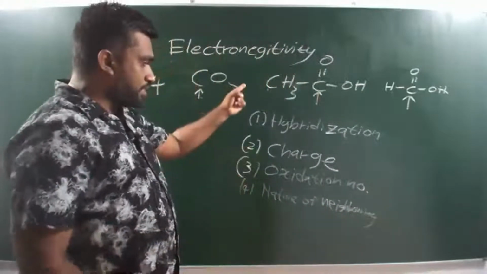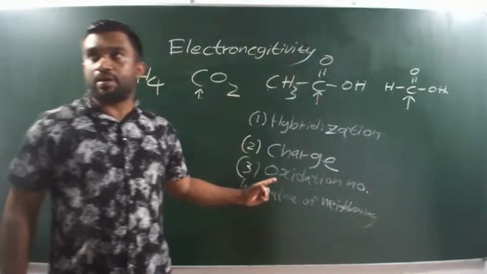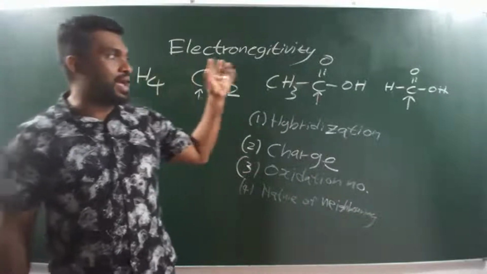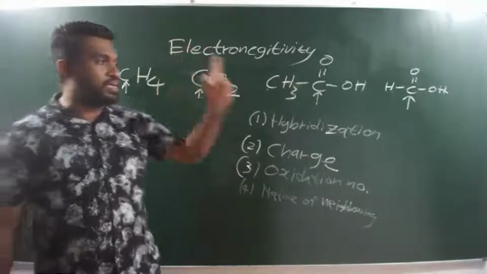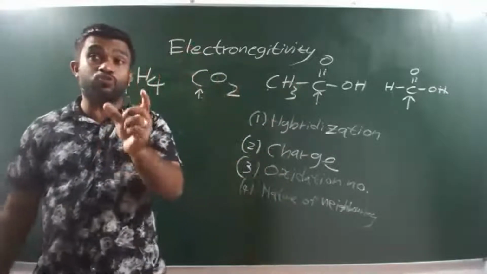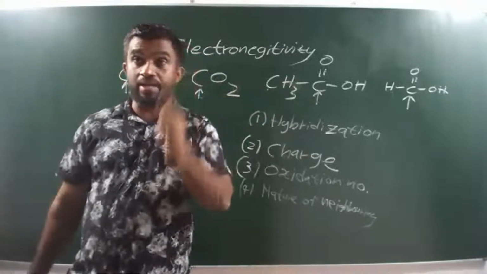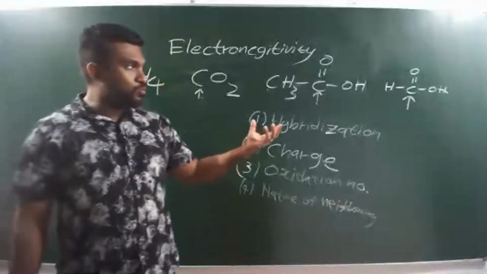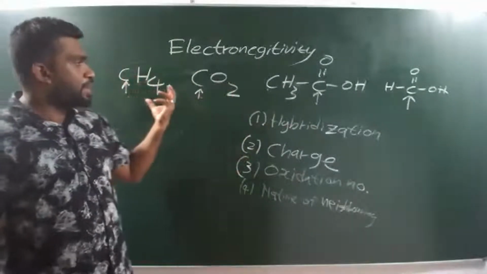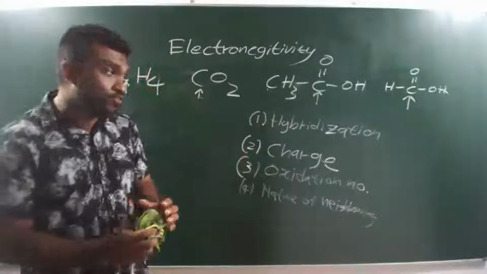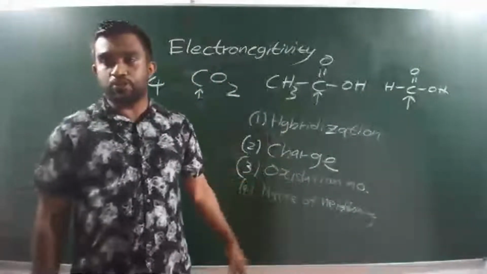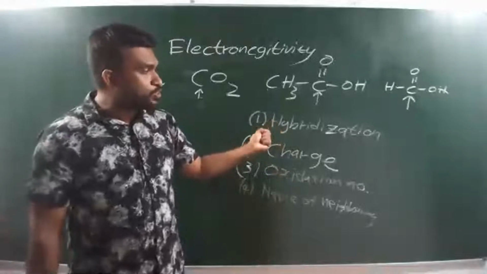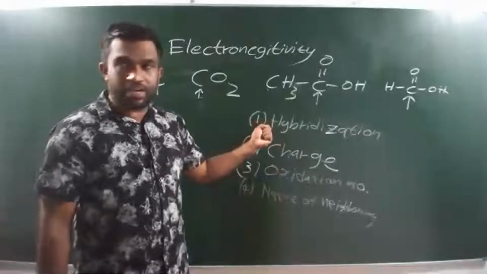Okay, by using this theory, we are going to determine which carbon has higher electronegativity. Now, something you should really keep in your mind: when you are going to determine which carbon has high electronegativity, you have to follow the exact order. Do you know what I mean? First you have to consider hybridization.